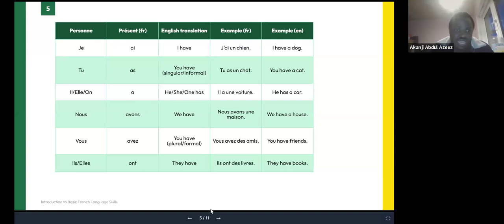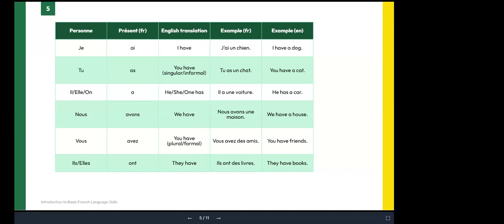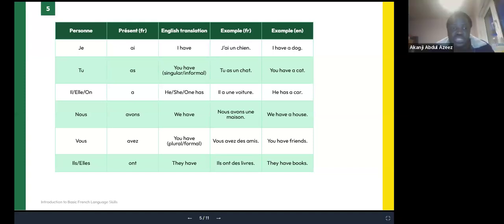I have 11 slides here, so we are going to look at 7 verbs. Tomorrow, Sunday, we will check two verbs and the examples of how to use them. That's my plan.